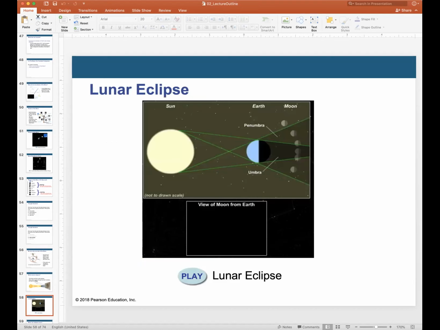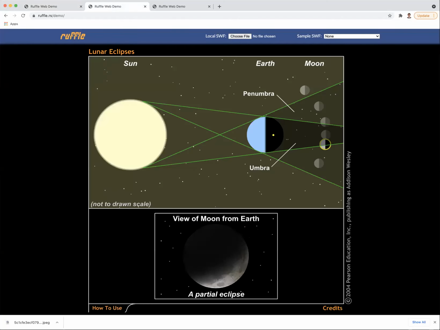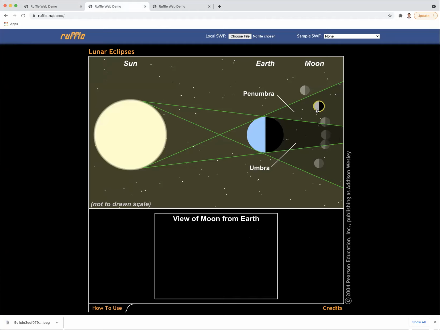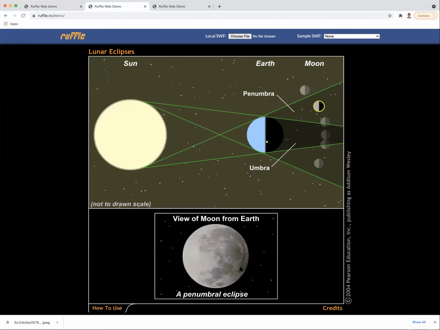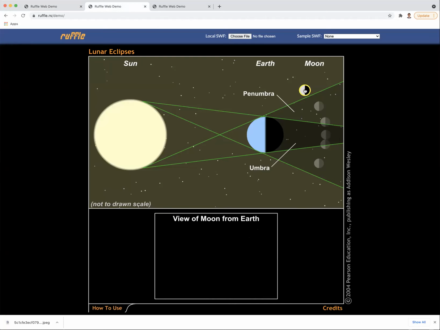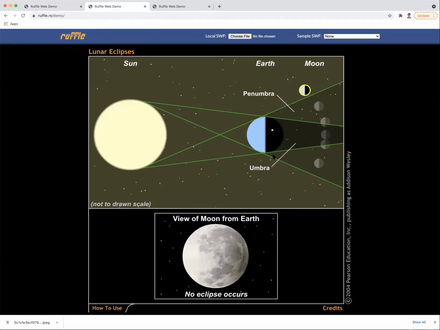So let me go to this. All right, if I change my orientation, we are completely in umbra right now. This is the sun, this is the Earth, and this is the moon. This is what you would see because you are looking at the shadow of Earth on the moon. If you're in between, you would see something like that. If you're completely in penumbra, you would see a little bit of a shadow, but not too much. If you're outside, you don't really see anything.